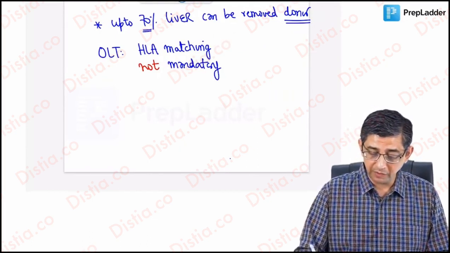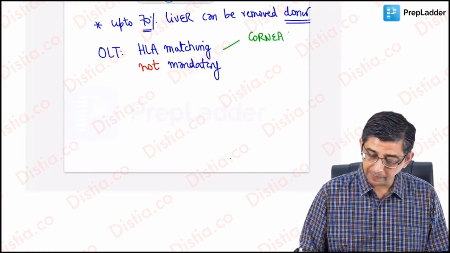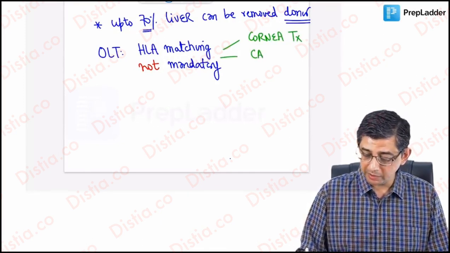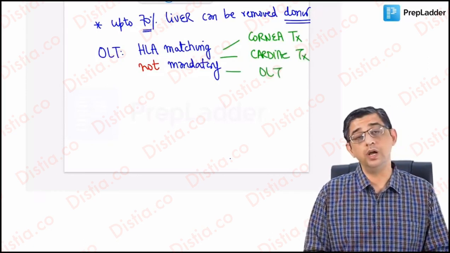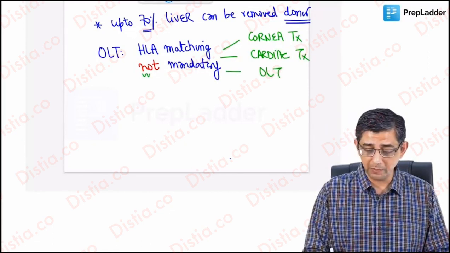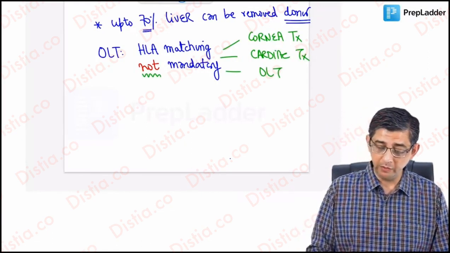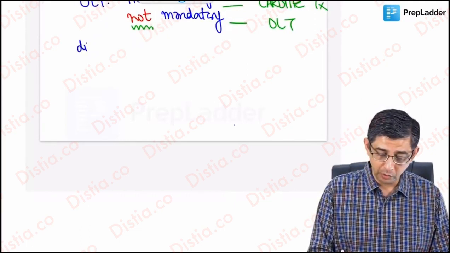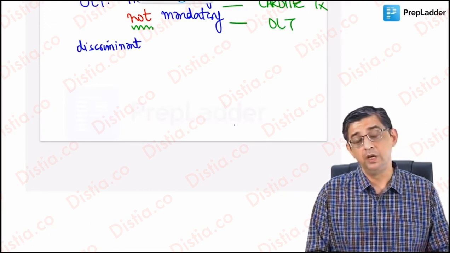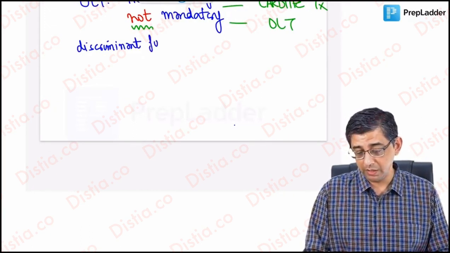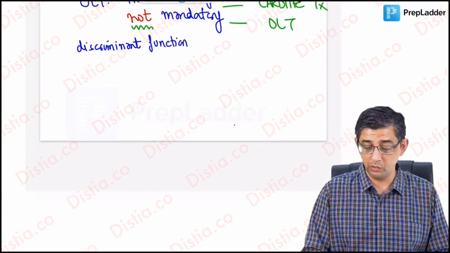In fact, conditions where HLA matching is not mandatory are corneal transplantation, cardiac transplantation, and now orthotopic liver transplantation. I have just tried to highlight that we have good immunosuppressive drugs, so no problem even if we do not do a matching. Towards the end of this discussion, I also want to bring to your notice what I have discussed in some other topics. One is, when you listen to alcoholic liver disease, I have talked about the discriminant function or discriminant score.